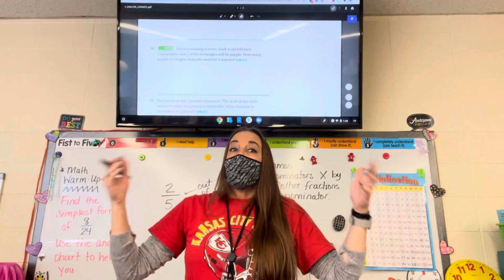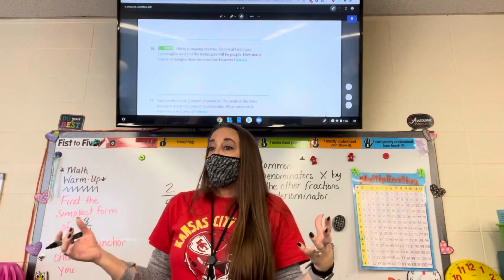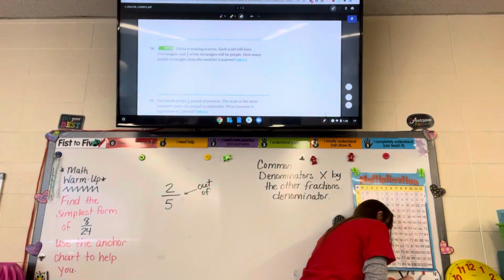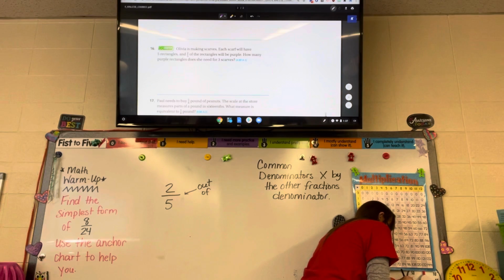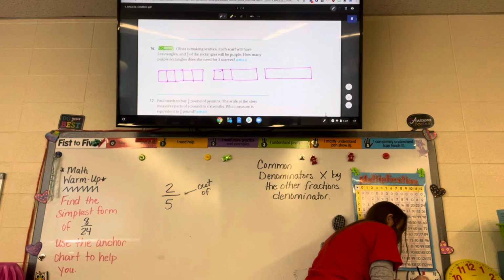So what happens? How many purple does she need to buy if she's making 3 scarves? So we're going to draw 3 scarves. Each one's going to have how many sections? 5 sections. And how many of those 5 are going to be purple? 2. Okay. So scarf 1 has 5 sections. Scarf 2 has 5 sections. Scarf 3 has 5 sections.